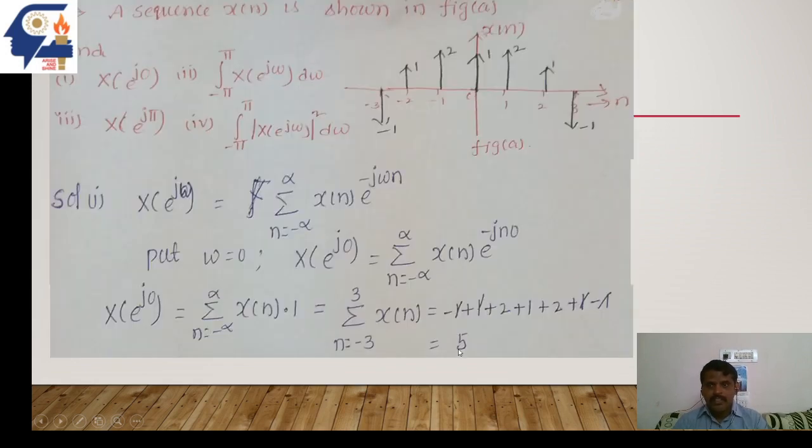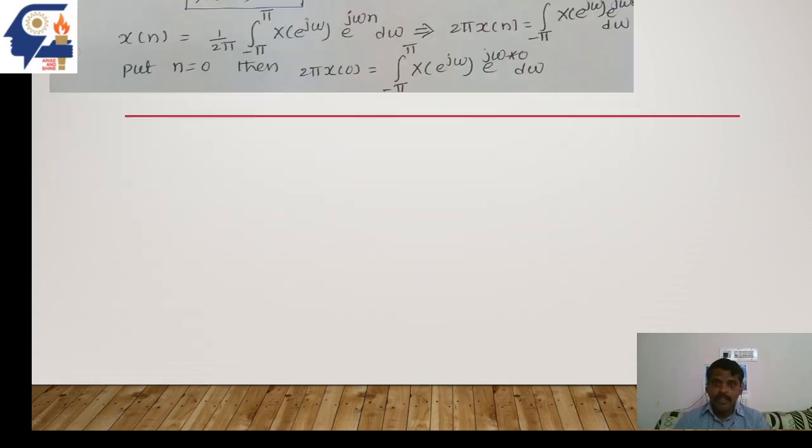Second problem, they asked integral -pi to +pi capital X of e power j omega d omega. This formula will be derived from the inverse DTFT. We know the inverse DTFT of capital X of e power j omega is equal to small x of n, that is equal to 1 by 2 pi integral minus pi to plus pi capital X of e power j omega e power j omega n d omega. I am going to send this 1 by 2 pi to the left side, then we get 2 pi x of n.